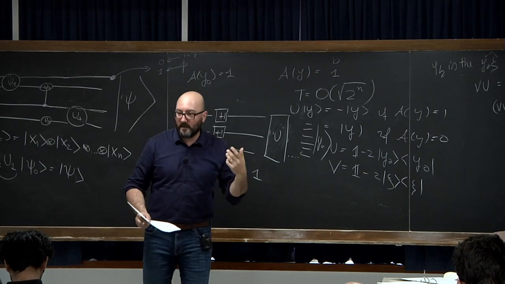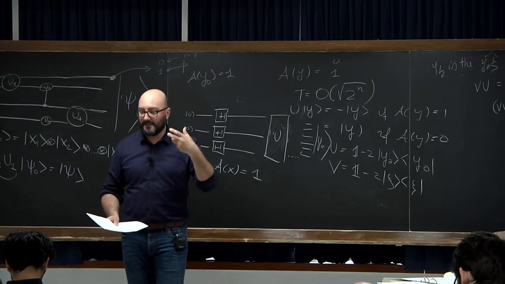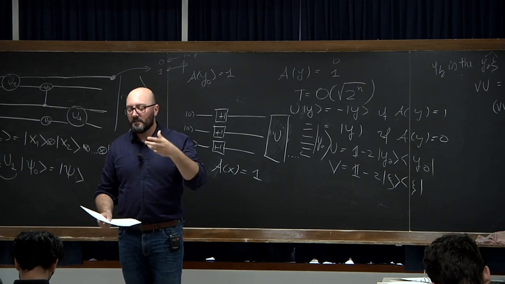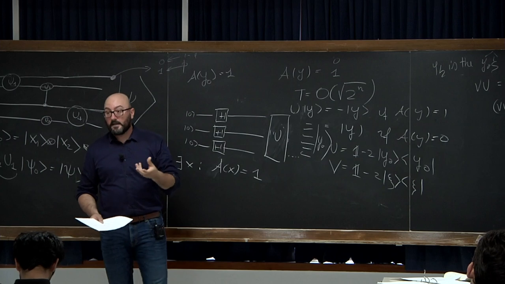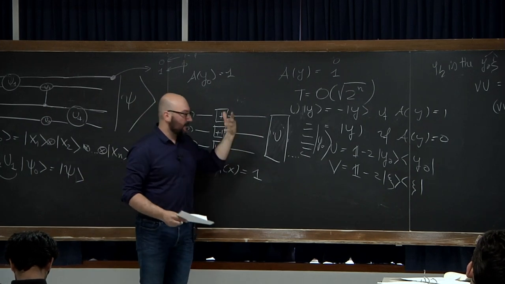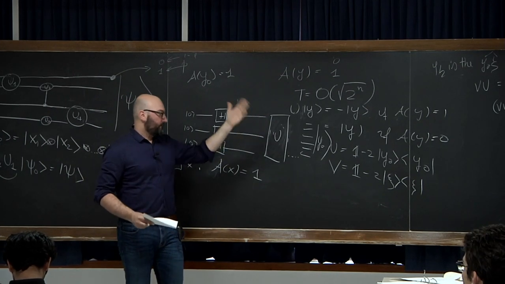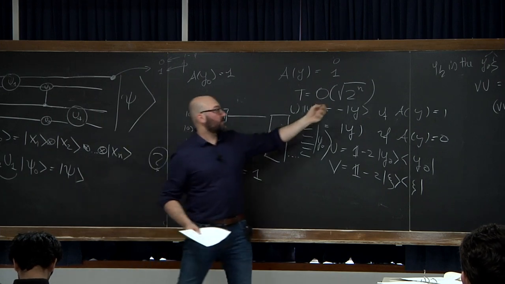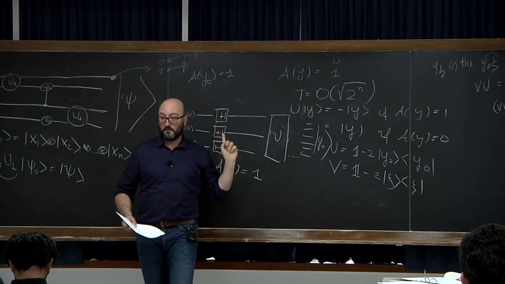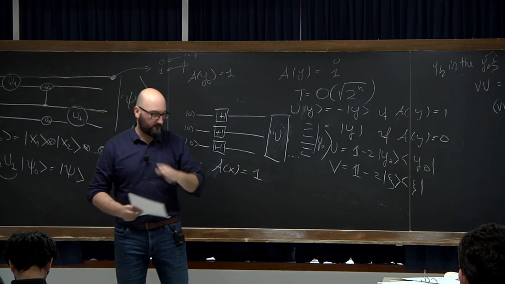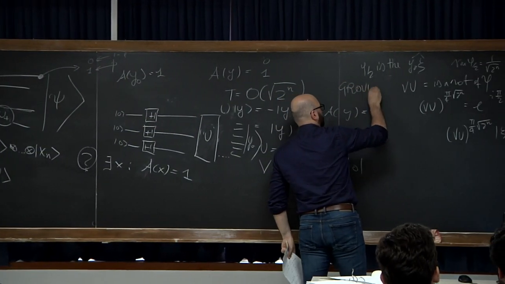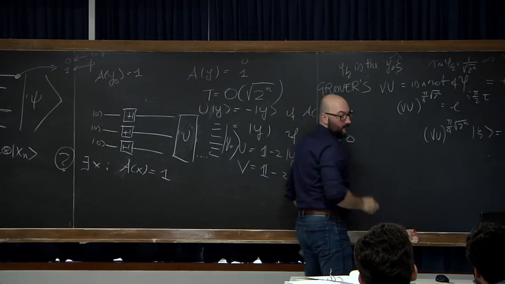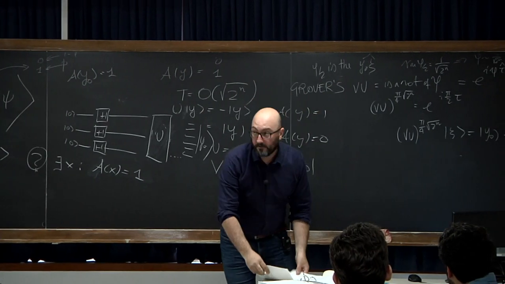I mean, the name of the game is, the difficulty of the algorithm is how many times you have to call the oracle. And typically, in classical computing, you have to call the oracle 2 to the n times. Here, you only need to call the oracle square root of 2 to the n times. This is called Grover's algorithm. And I will stop here.